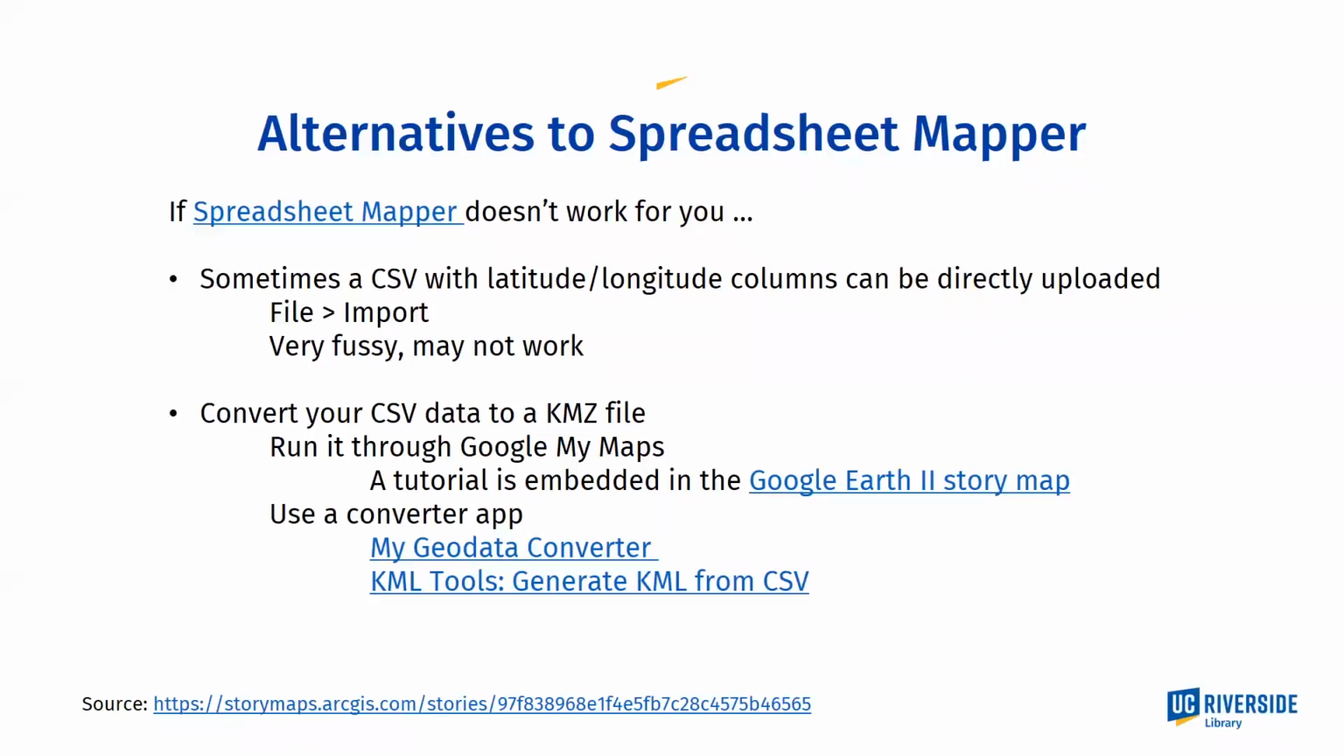So another approach would be to take your CSV data and convert it to a KMZ file prior to bringing it into Google Earth Pro. One way to do that is to run it through Google My Maps. And this story map, which was created by a faculty member at Lehigh University, shows you how to do that. And she has many other tips for using Google Earth. So I'm going to share that on my resources slide as well. She also pointed out that there are some converter apps out there where it can create a KML from a CSV. So anyway, if you go to that tutorial and it doesn't work for you, you do have other options.